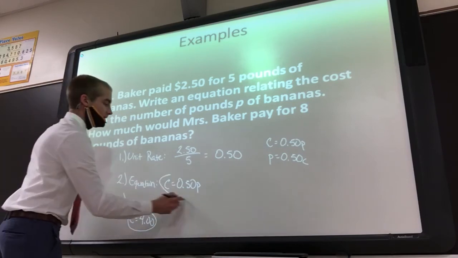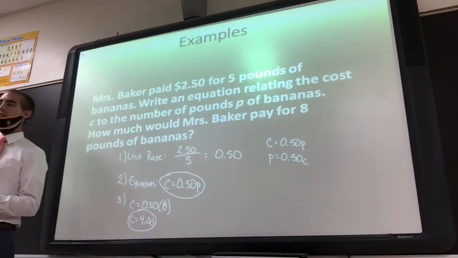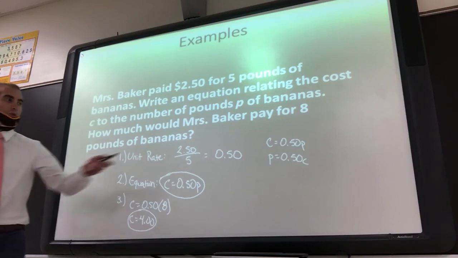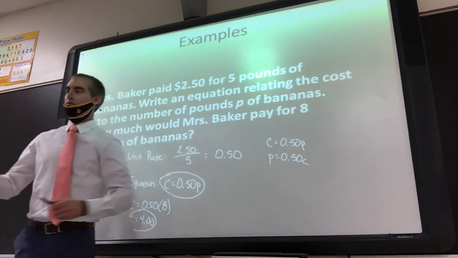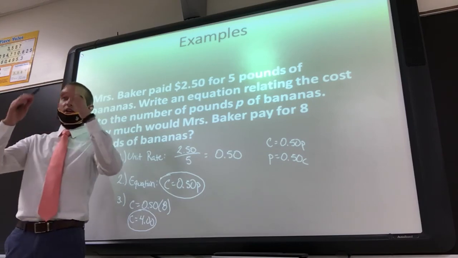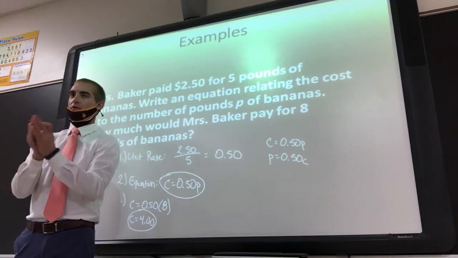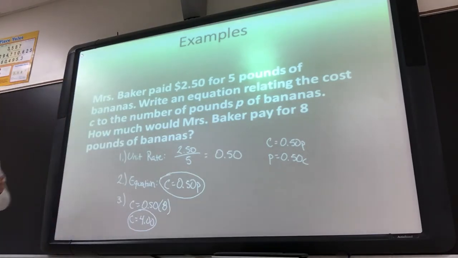Most of the time, I'm not going to say it always happens, but most of the time, if you're dealing with the cost of something, C, the cost, is going to go before the equal sign. If you notice, for all of ours so far, that's what it is. Usually it's cost equals the unit rate times the amount. That's almost always the case. Okay, any questions on doing this? It's the same three steps every time. Find the unit rate, write your equation, plug in the number, and multiply.